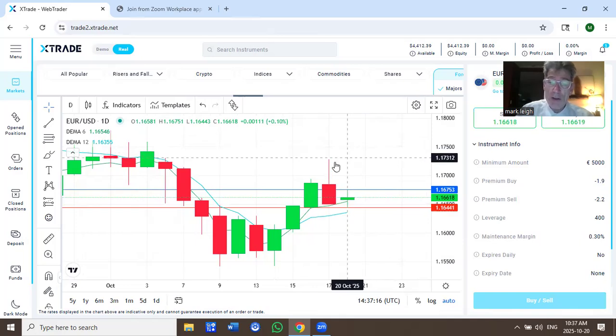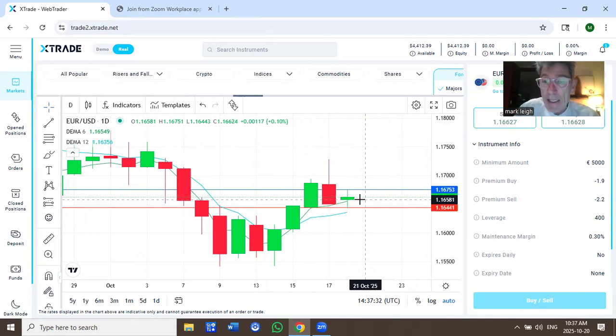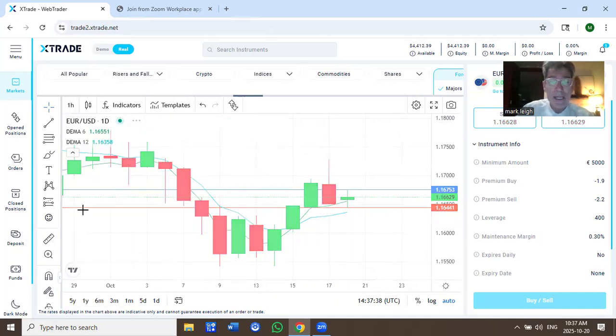US did start strong. I've got support at 116.44. That's selling euro, buying US. But there you can see the turnaround. It's now a green candlestick, that's buying euro, selling US dollar weakness. Buyers will be looking up at the intraday resistance at 116.75.